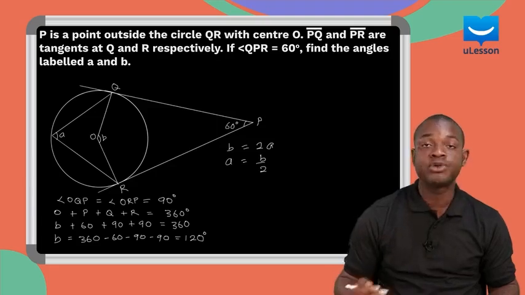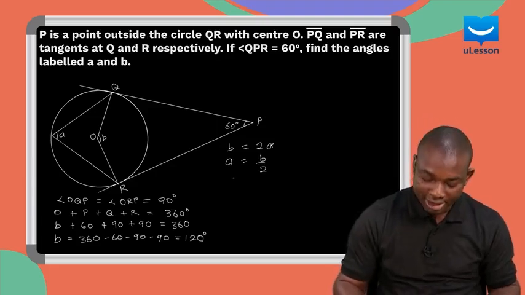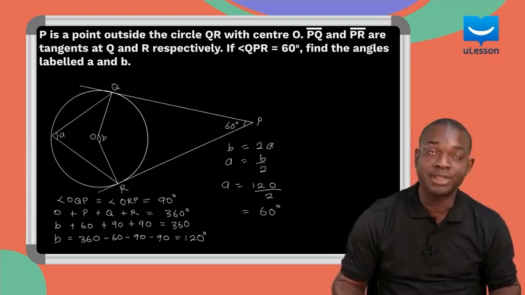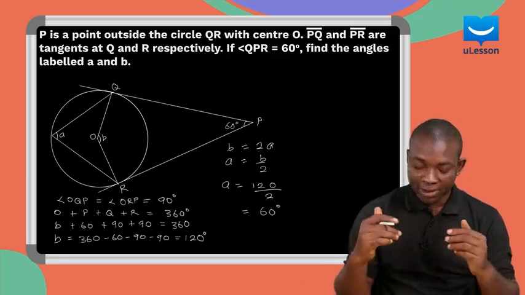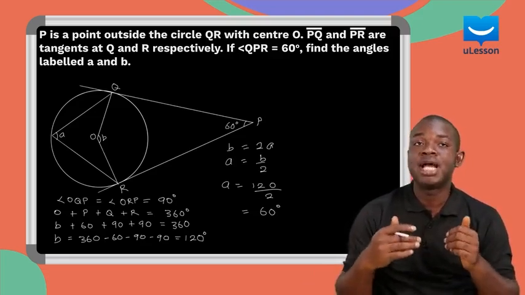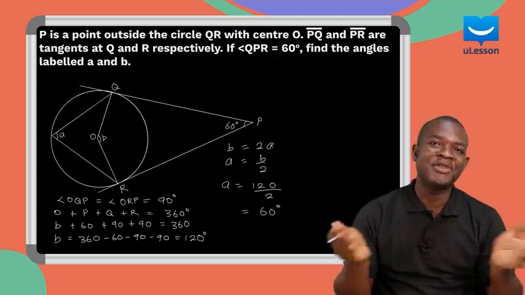And we already have B to be 120 degrees. So A is 120 divided by 2, which gives us 60 degrees. So we have the value of A to be 60 degrees and the value of B to be 120 degrees. And there you have it.